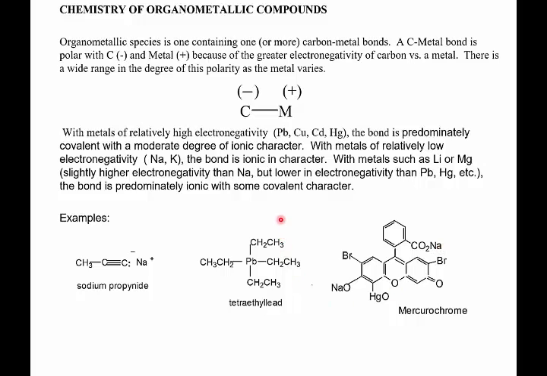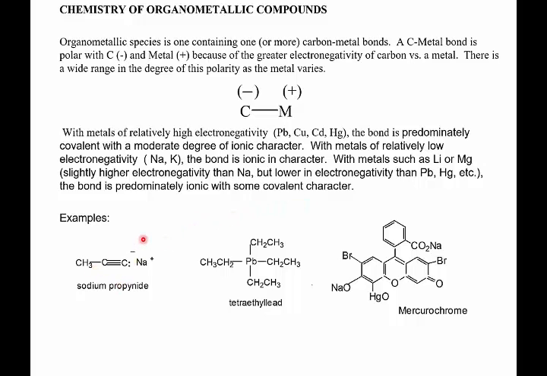With metals of relatively high electronegativity, for example lead, copper, cadmium, mercury, the bond is predominantly covalent with a moderate degree of ionic character. With metals of relatively low electronegativity, for example sodium, potassium, the bond is essentially 100% ionic in character. Metals such as lithium or magnesium have slightly higher electronegativity than sodium, but lower electronegativity than lead or mercury. The bond is predominantly ionic with some covalent character.